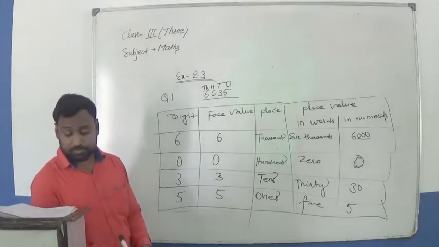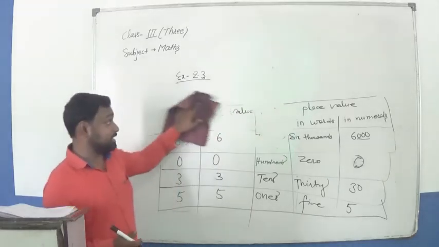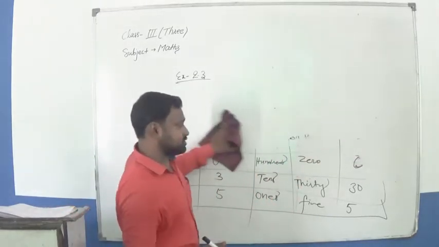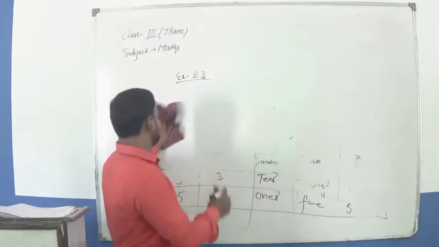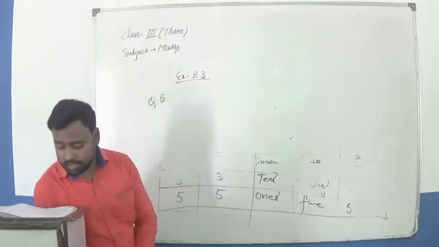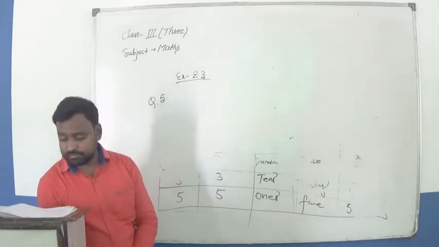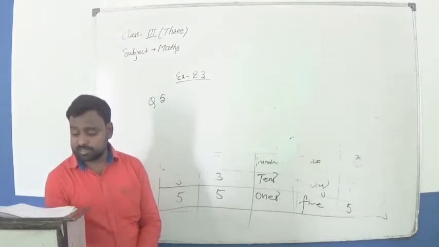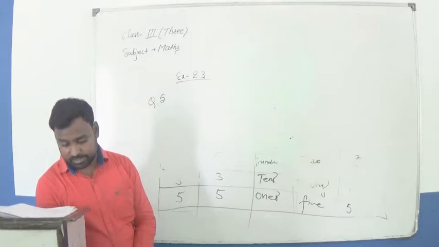Now question number 5, for your better understanding, I am solving here. This is a word problem type question. Question number 5 says, if the place of a digit is thousands and its face value is 6, find the place value of the digit.